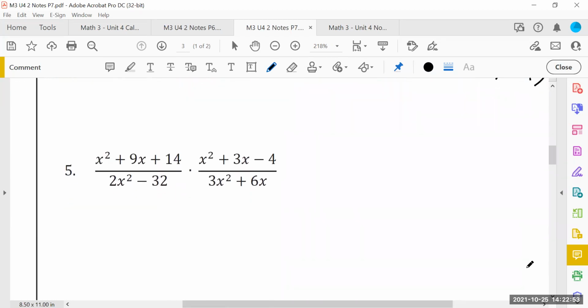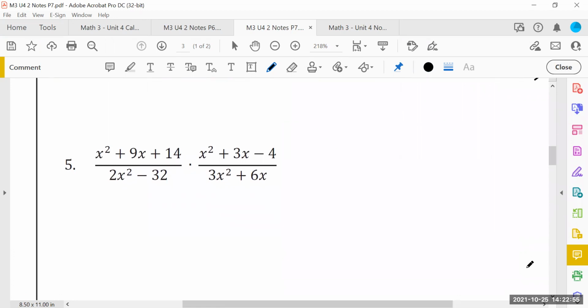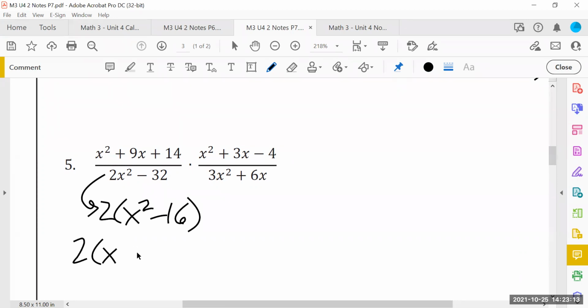All right, so in the very last one here, I'm not actually going to do it all the way through. I'm just going to point out a couple of things real fast. The 2x squared minus 32 requires factoring twice. You can factor a 2 out. 2 times x squared minus 16. And then that x squared minus 16 is the difference of squares. 2x minus 4, x plus 4.